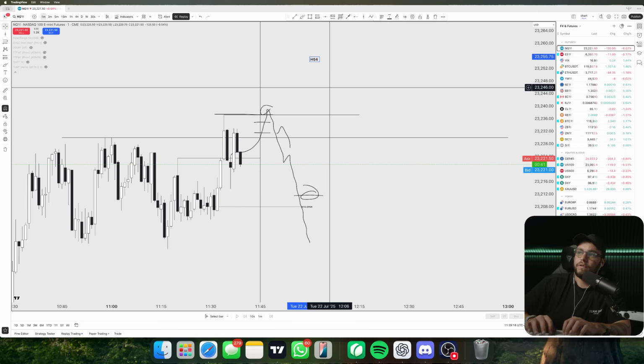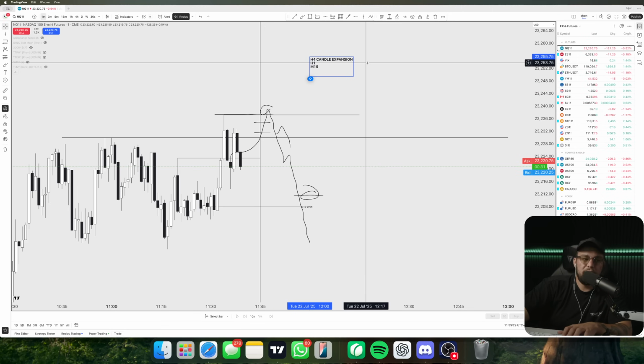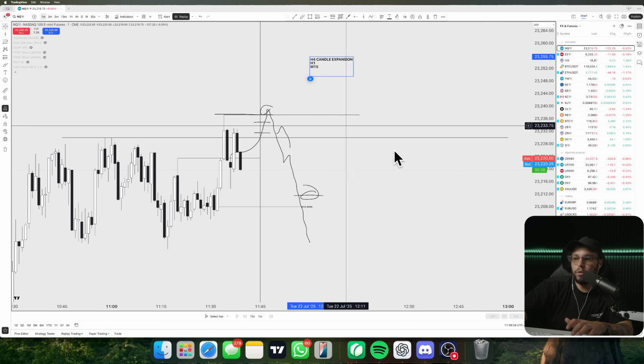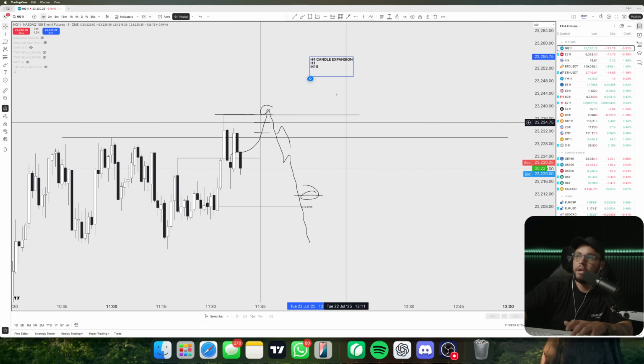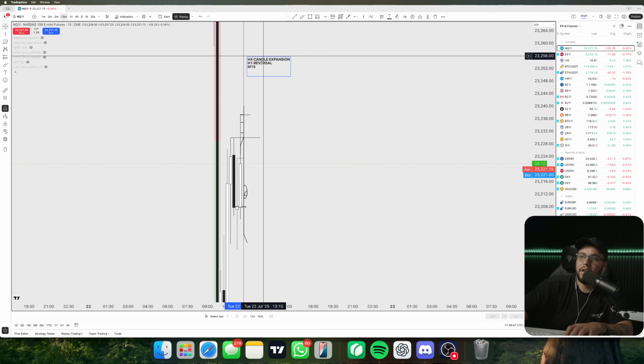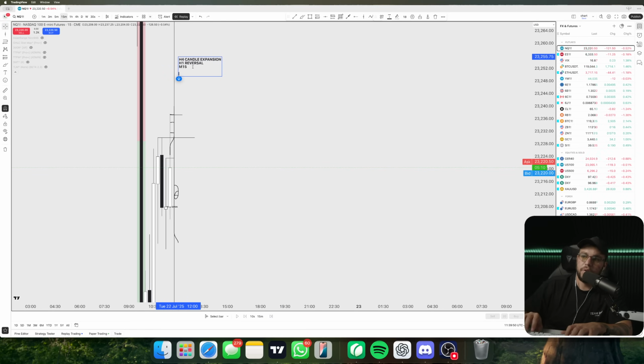H4 candle, expansion, H1, M15. Okay, so the H4 candle is set to expand, so we're stuck really looking for shorts for the next 3 hours, however long that candle's set to last, right? The H1 candle would become C2, reversal candle. The M15 candle would become the reversal candle.